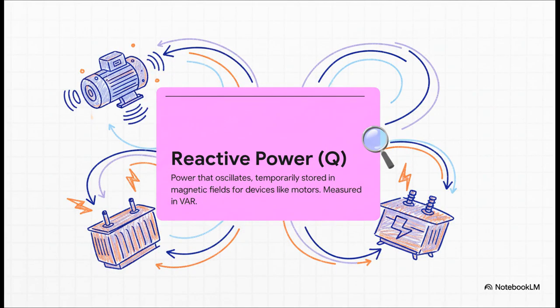Next, we have reactive power, or Q. Now, this one's a little weird. It doesn't actually get used to do work. Instead, it's the power that just kind of sloshes back and forth in the circuit. It gets stored up in the magnetic fields of things like motors and then released back into the grid. It's absolutely essential for those devices to run, but it's not contributing to the final useful output.